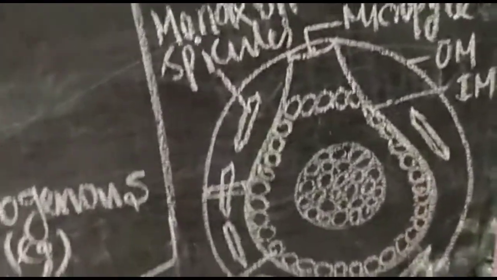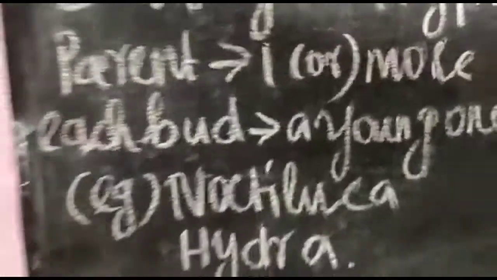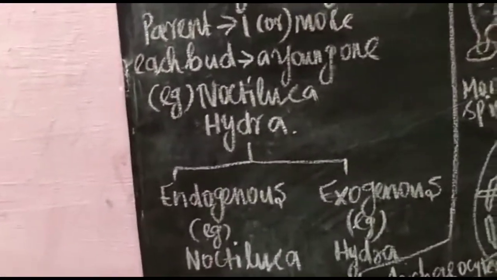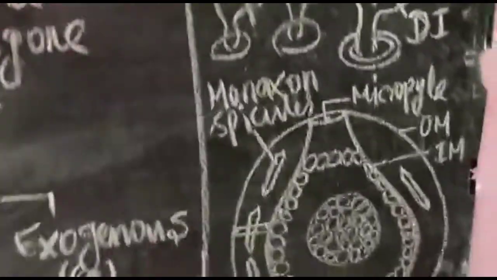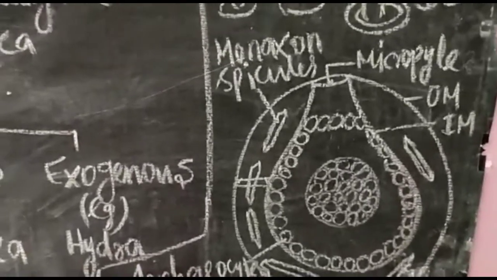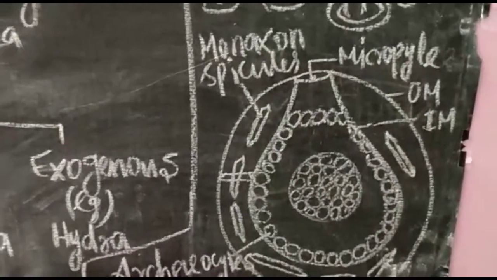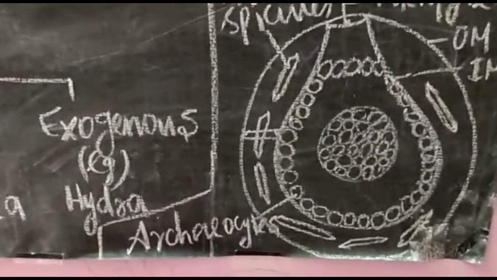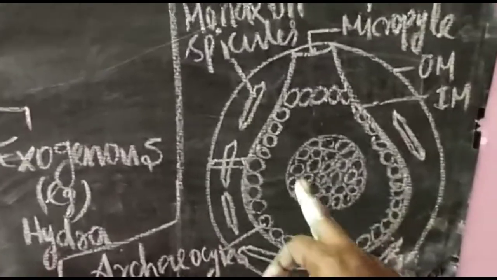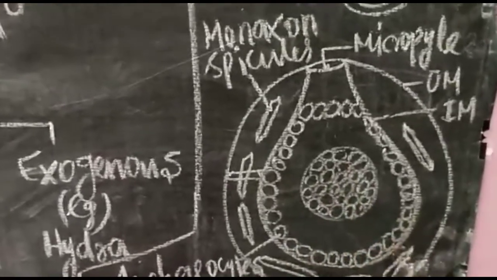Next, gemmules in sponges. So far, these are the definition of budding and the types of budding. Now this is the structure of gemmules in sponges. In freshwater sponges and some marine sponges, a regular and peculiar mode of asexual reproduction occurs by internal buds called gemmules. This is an internal bud, so we can call it endogenous budding.